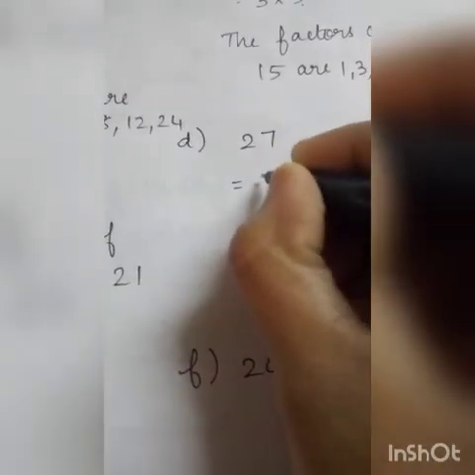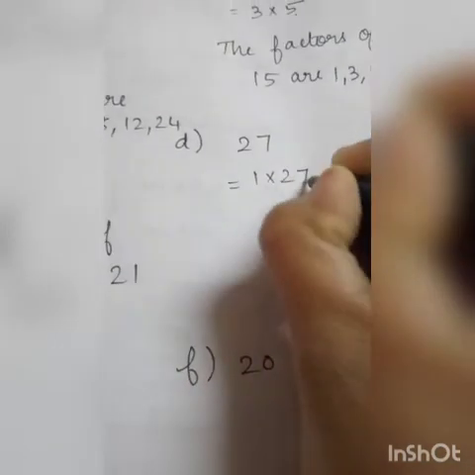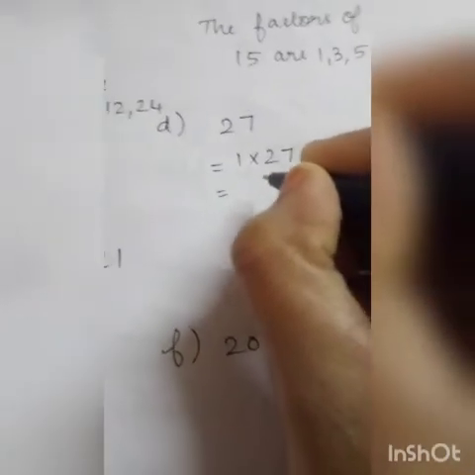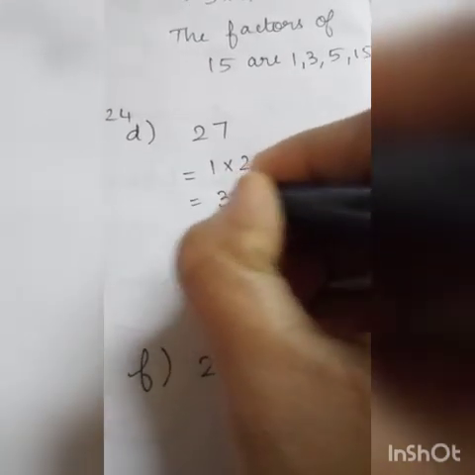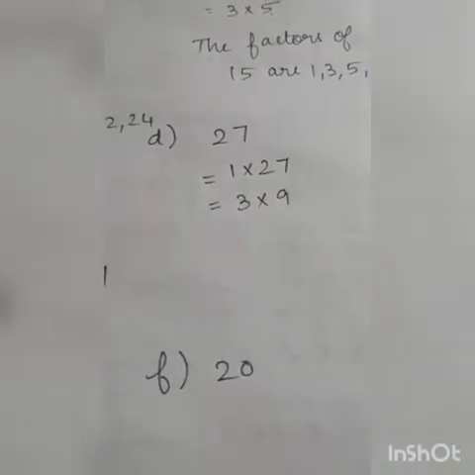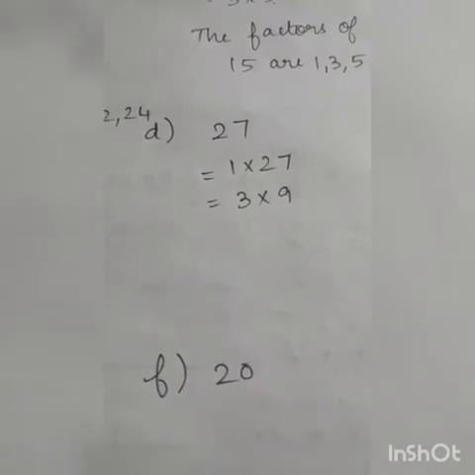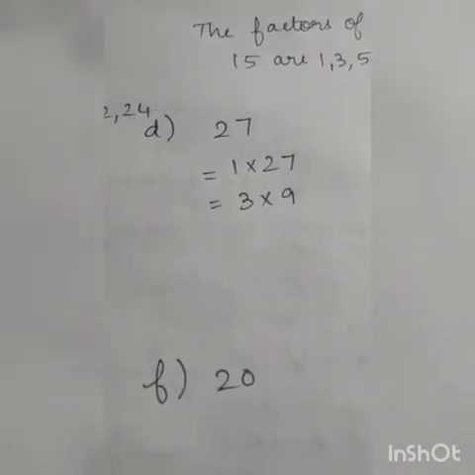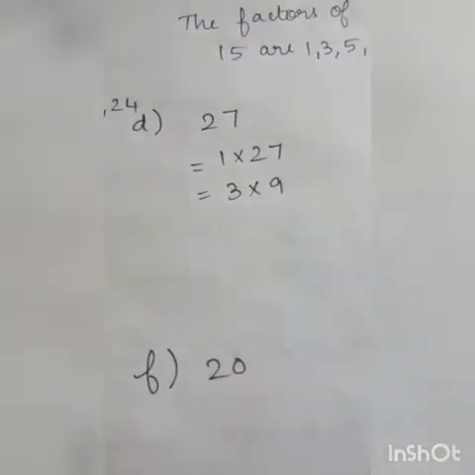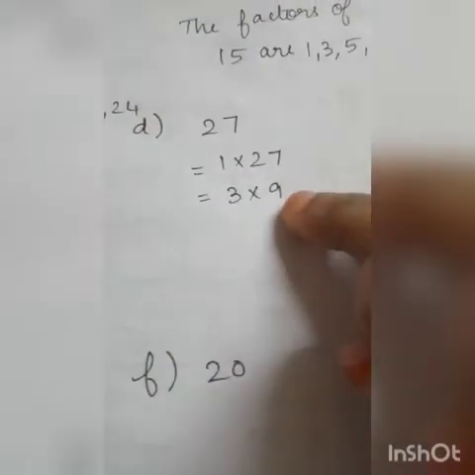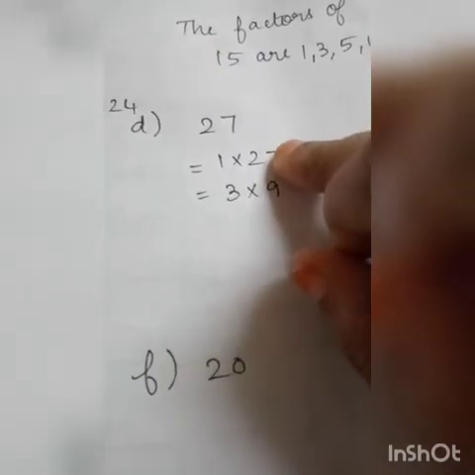Okay. Next 27. So how will we write? 1 into 27. 2 table, whether it will come? No. Third table? Yes. 9 threes are 27. After that 4th table? No. 5th table? No. 6th table? No. 7th table? No. 8th table, no. 9th table, it is already here. Then straight away, it is the 27th table.